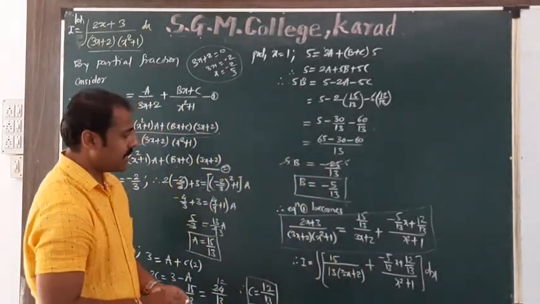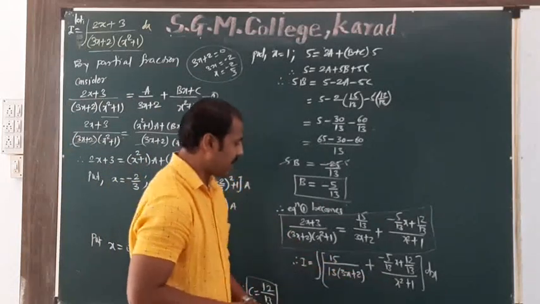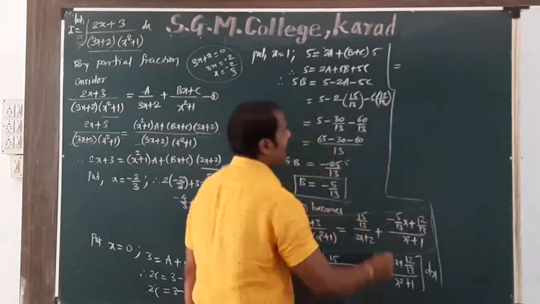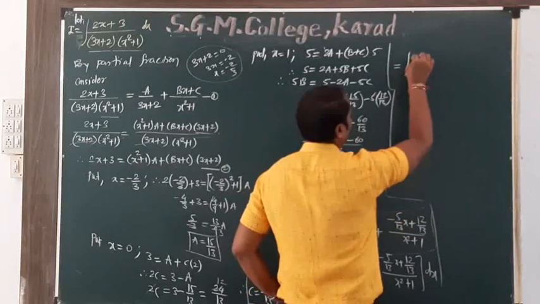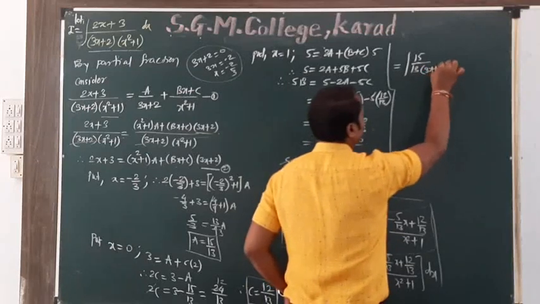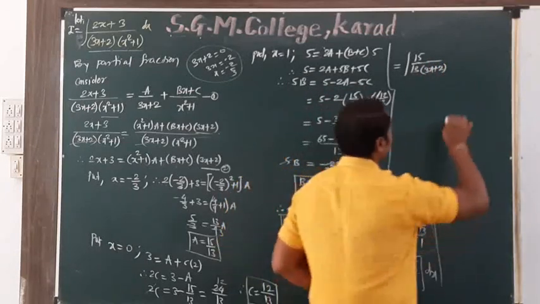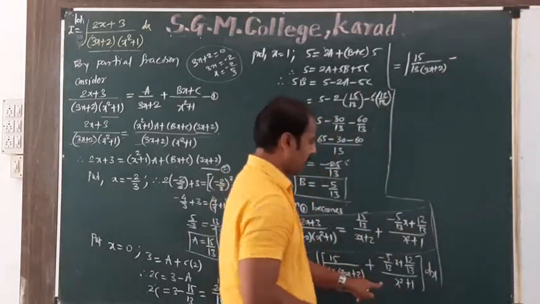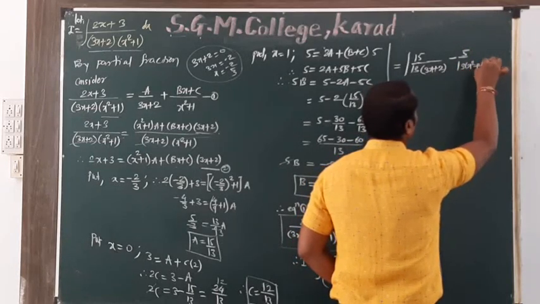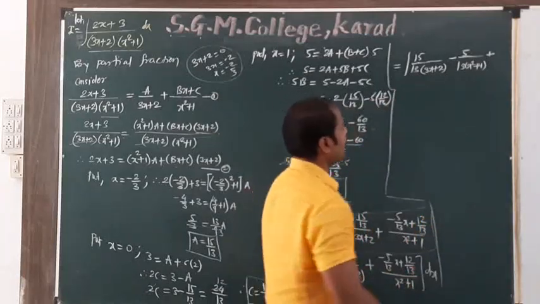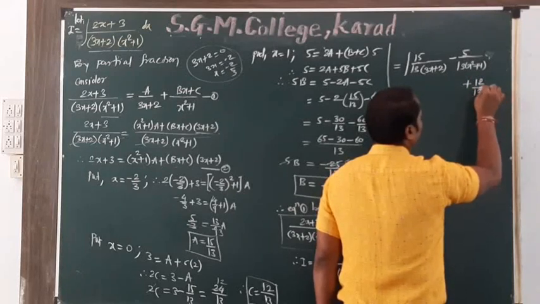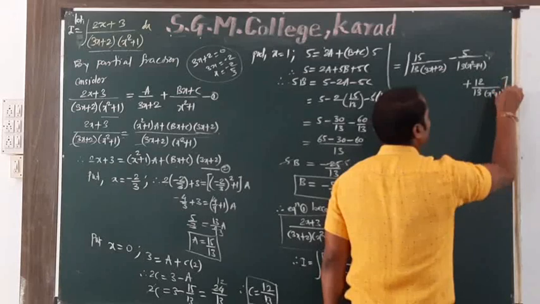On separating the integration here, I can write this as I is equal to the integration of 15 divided by 13 into 3x plus 2, plus, separating the denominator, minus 5 divided by 13 into x square plus 1, plus 12 divided by 13 into x square plus 1, dx.